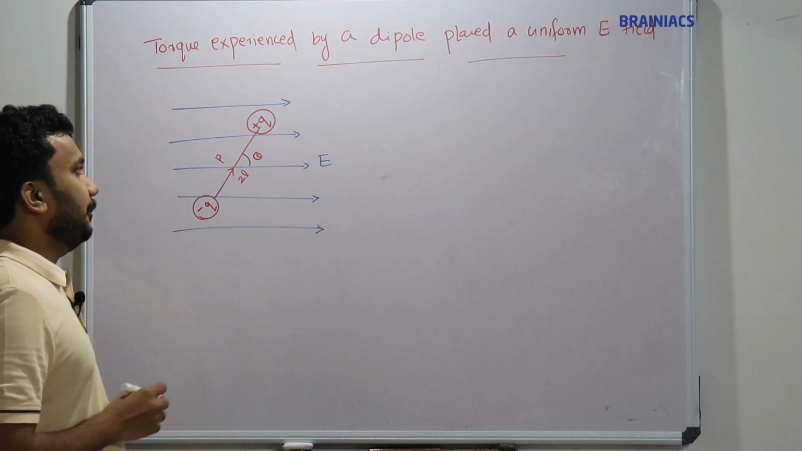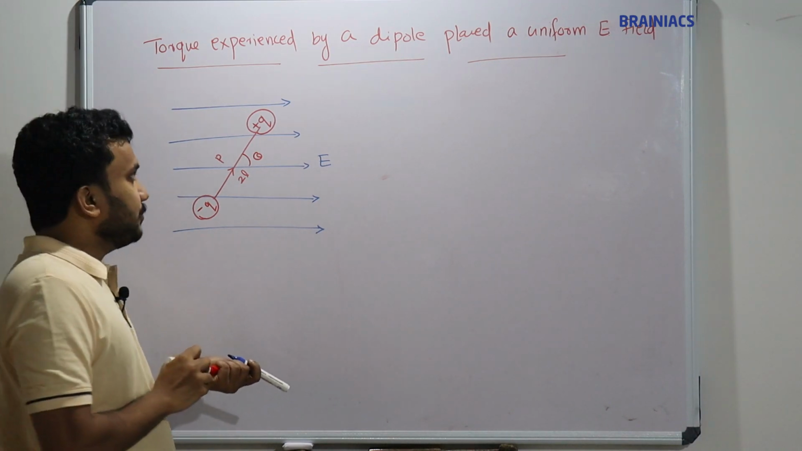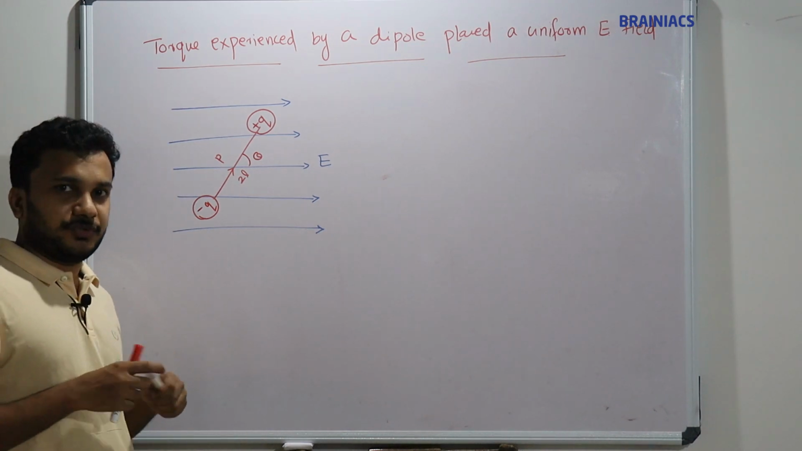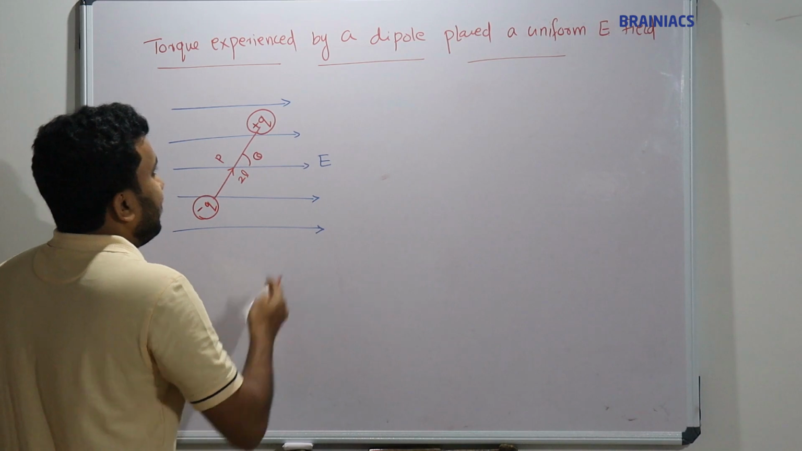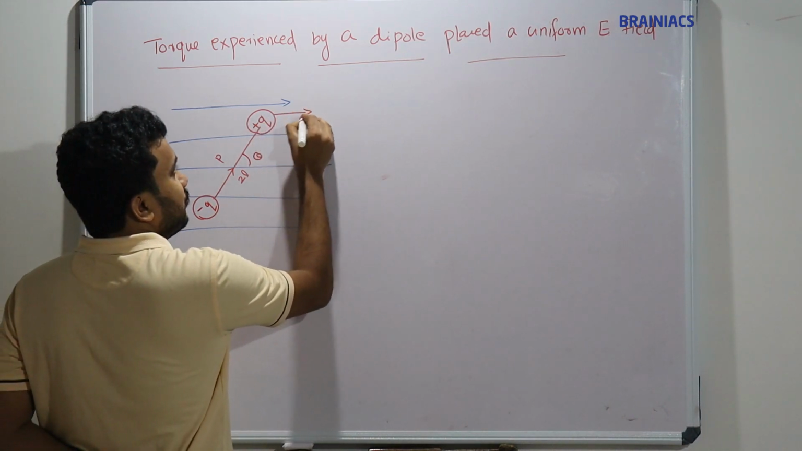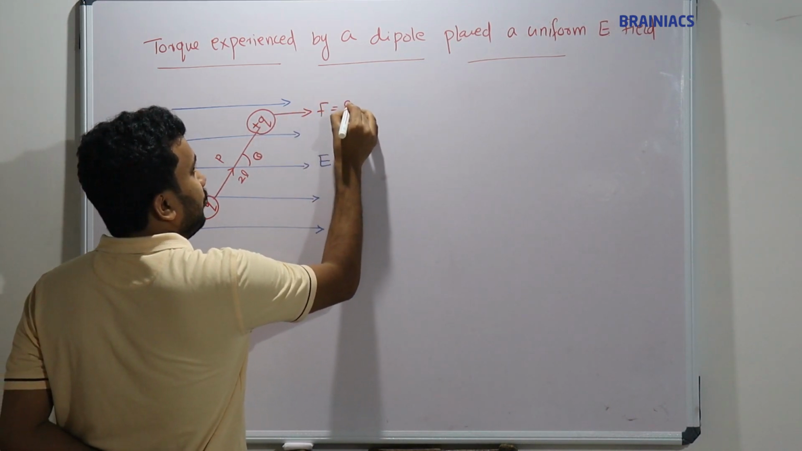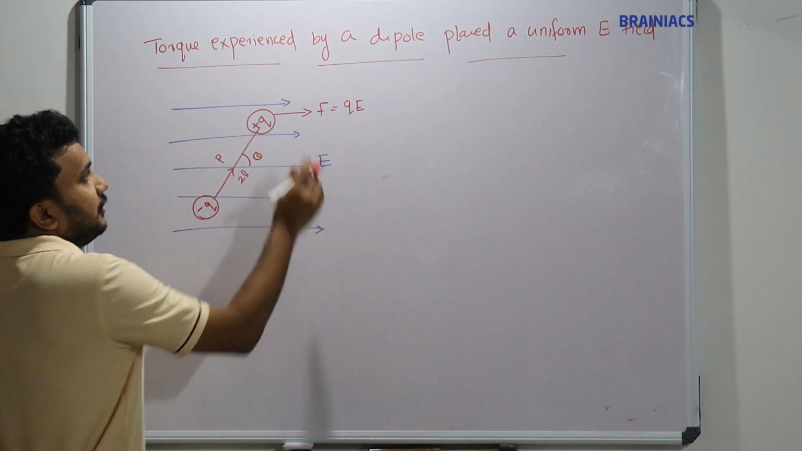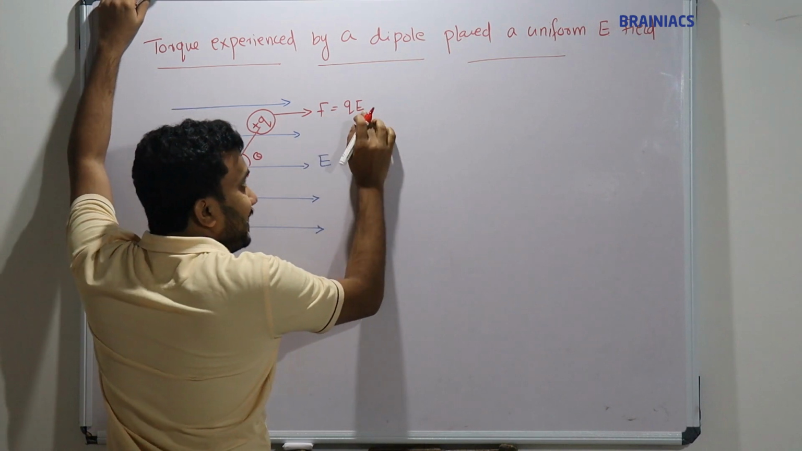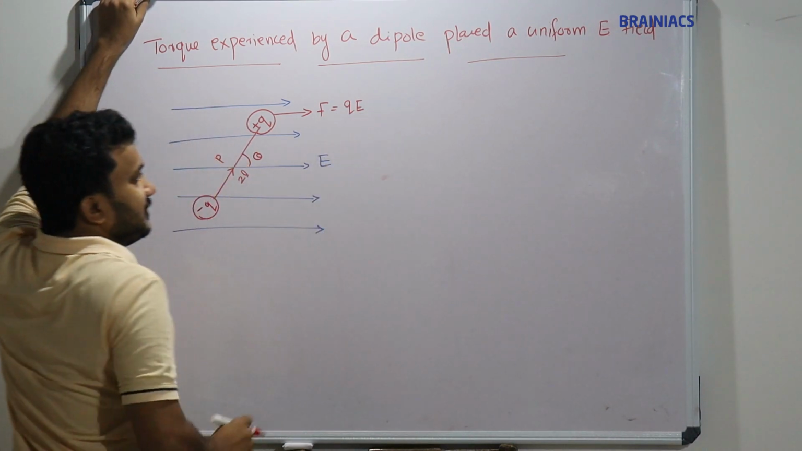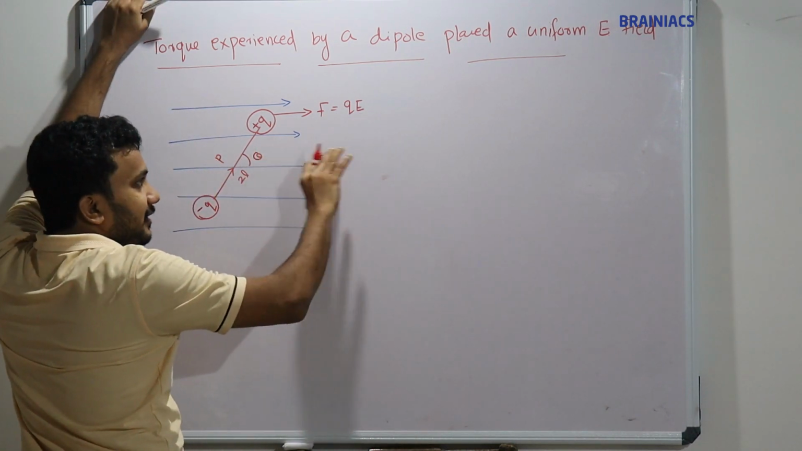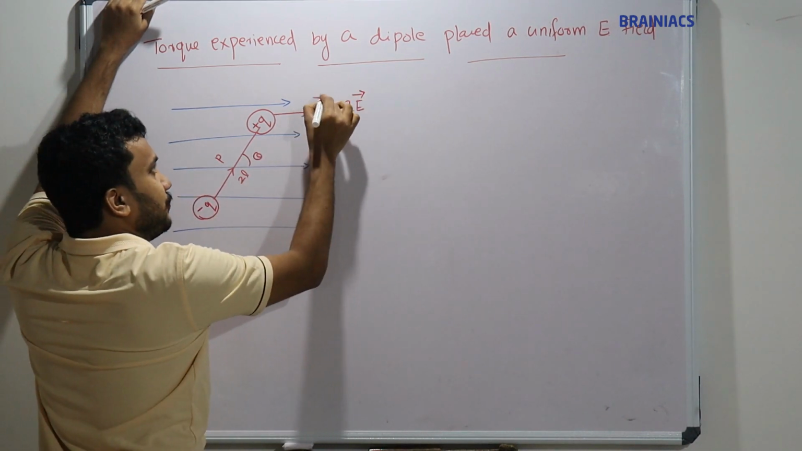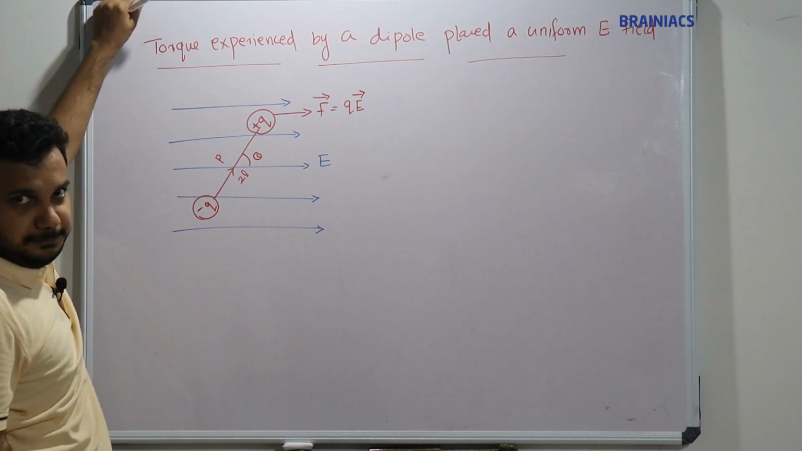So what will happen? When a charged particle is placed in an electric field, it will experience a force. That force is the electrostatic force, F equal to QE. The direction of the force is the same as the direction of the electric field intensity. The electric field intensities are directed from left to right, so E is from left to right, and of course the force is also from left to right.